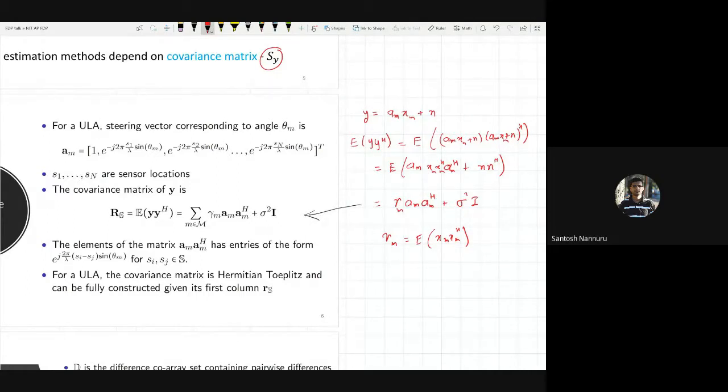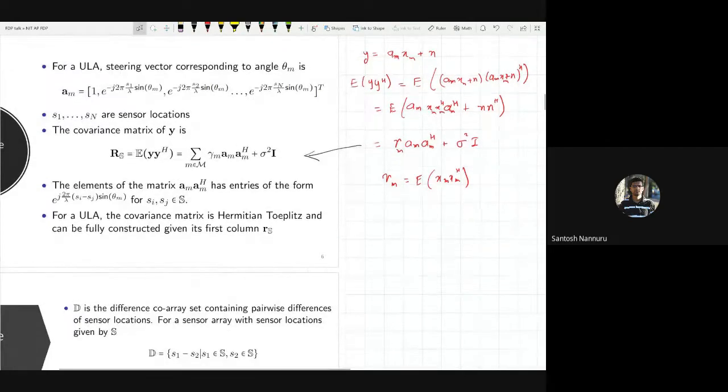So what are the entries of R_S? Sigma square I is a diagonal component, so this only has diagonals in it. If you look at the off diagonal entries of R_S, they will be sums of off diagonal entries of A_m times A_m Hermitian. What are the entries going to look like? A_m has entries of the form e raised to minus j times an angle, where 2 pi s by lambda into sine theta is the whole angle. So A_m into A_m Hermitian will have basically entries of the form I have given here.